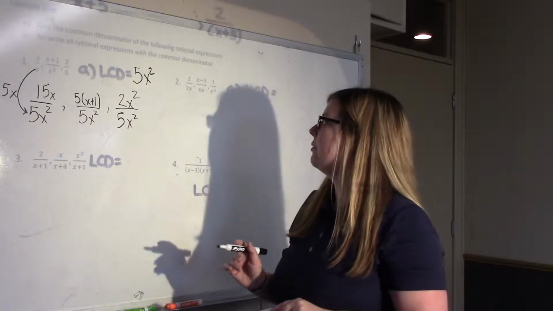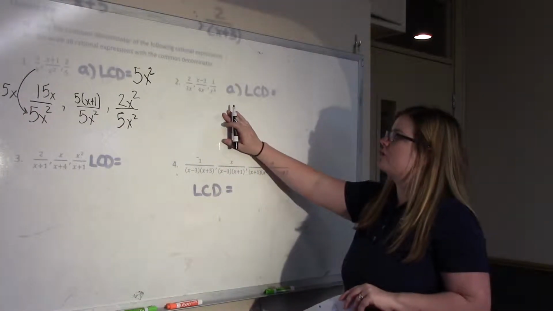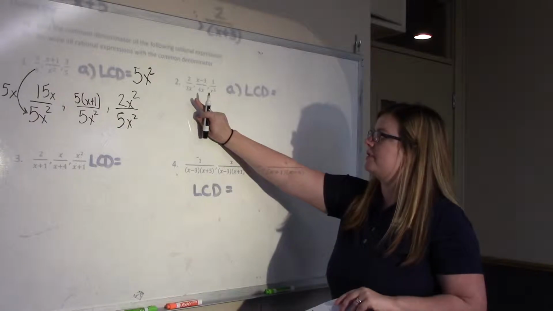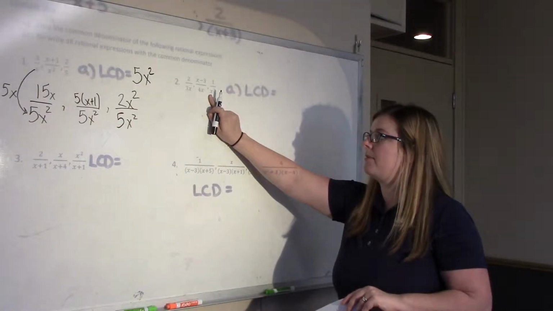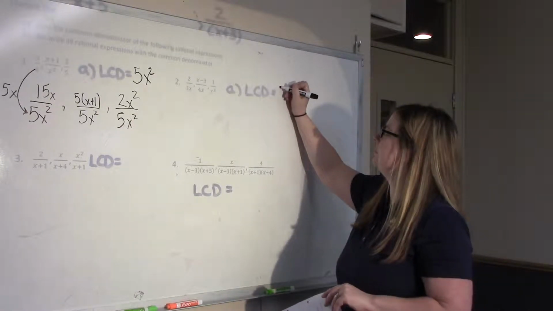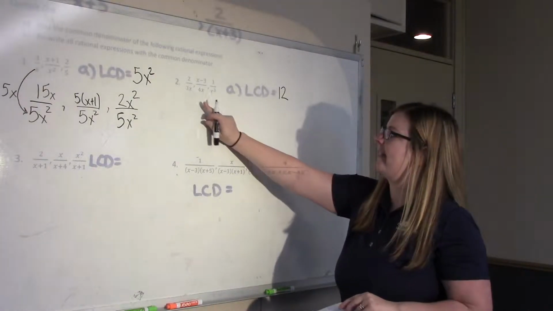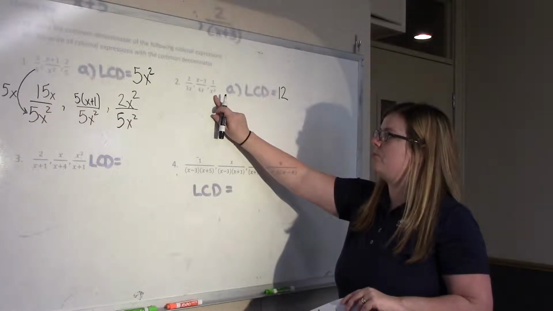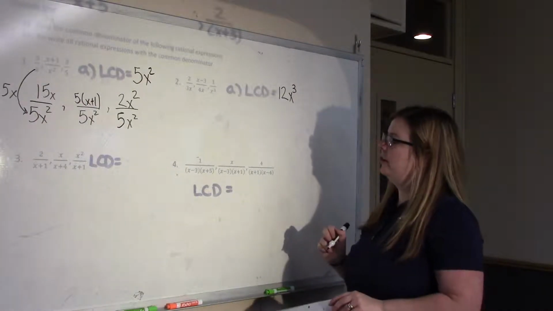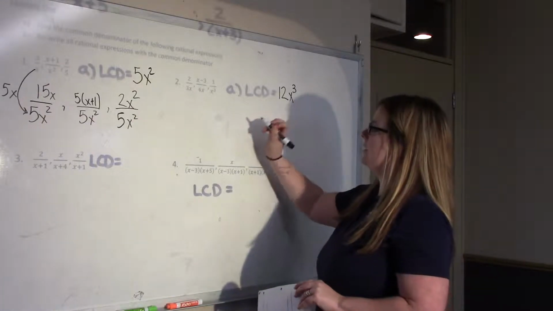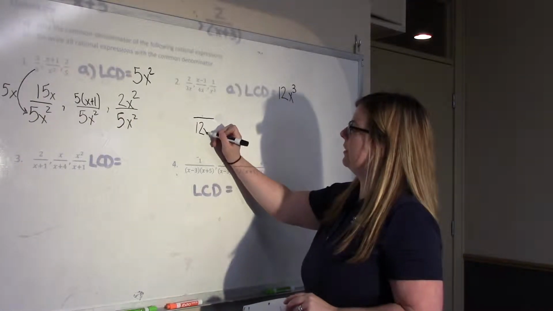Okay, so number 2, here we go. First, you look at the numbers. So 3, 4, and 1 have a lowest common multiple of 12. Then x and x cubed, the lowest we can go is x cubed. Okay, so that's our lowest common denominator, so we write all three terms with that denominator.